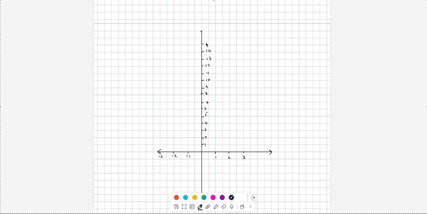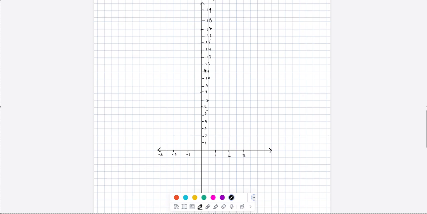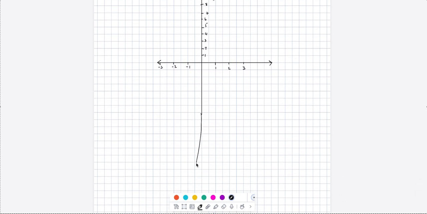14, 15, 16, 17, 18, and then 19 would be up here. Okay, and then we need to go down to minus 17. So I'm going to go down this way, down to 17, and I'm going to have minus 1, minus 2, minus 3, minus 4, minus 5, minus 6, minus 7, minus 8, 9, 10, 11, 12, 13, 14, 15, 16, 17, just down here.